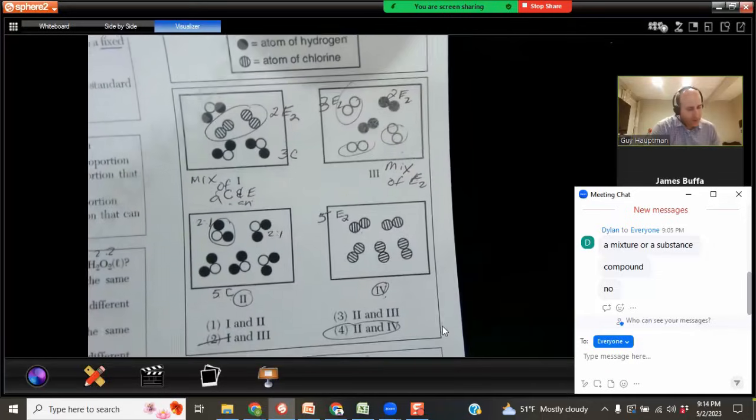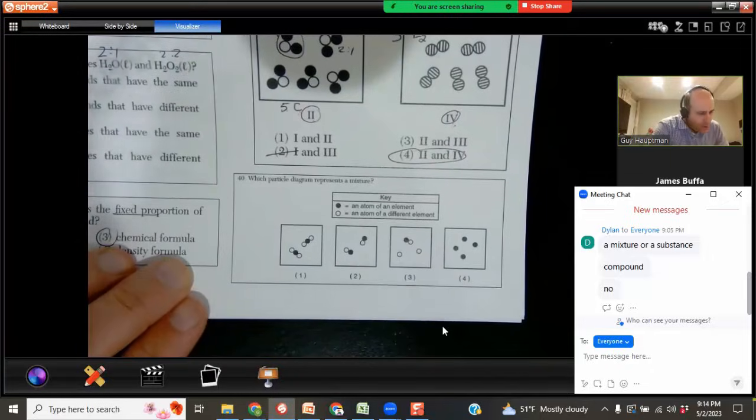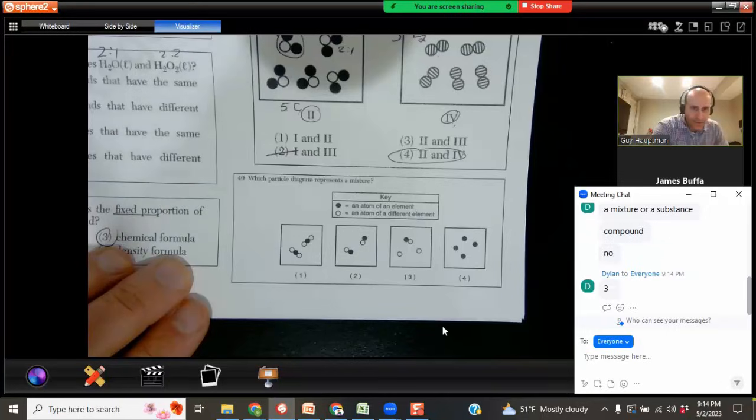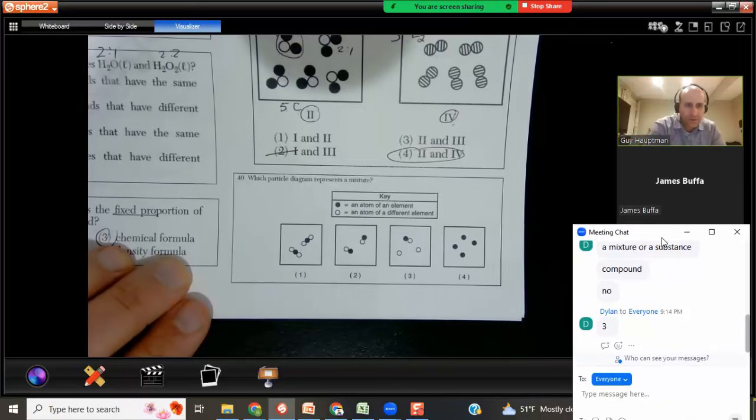And here is one more, number 40. Which particle diagram represents a mixture? All right, so Dylan says 3. James, you with us? Yes. All right. Do you agree? Do you have a different answer? I agree. You agree. And how would you describe the kind of mixture? A mixture of elements, a mixture of compounds, or a mixture of elements and compounds?